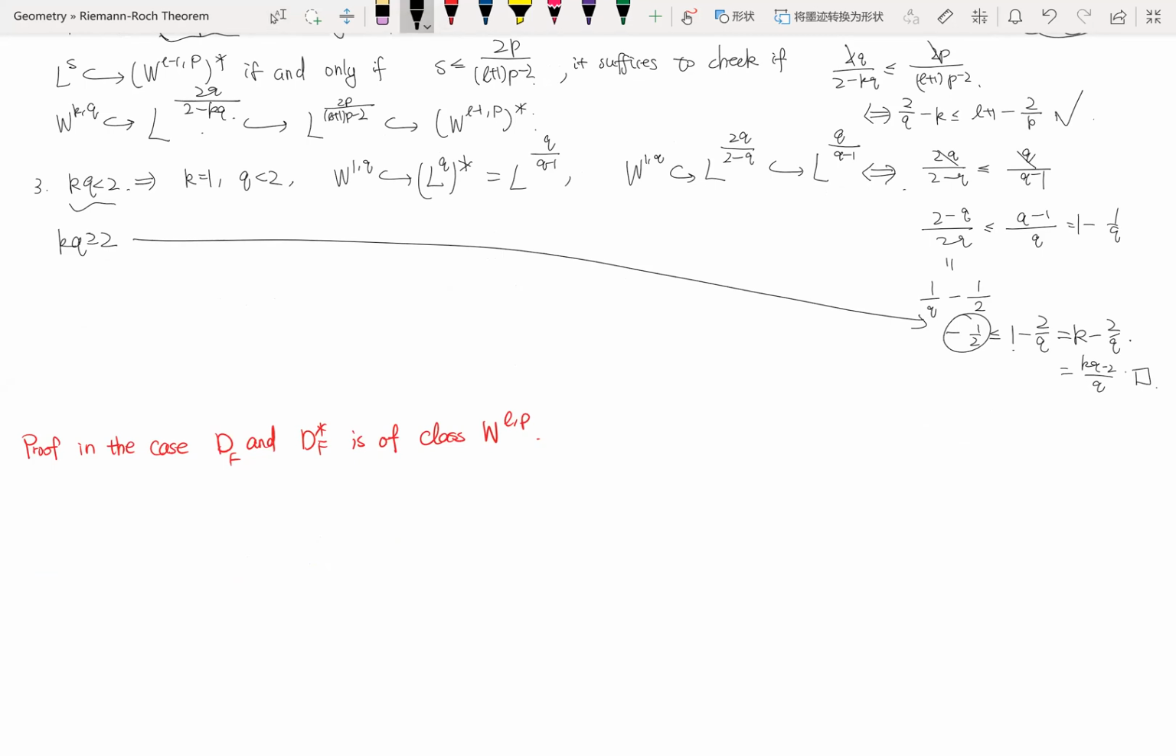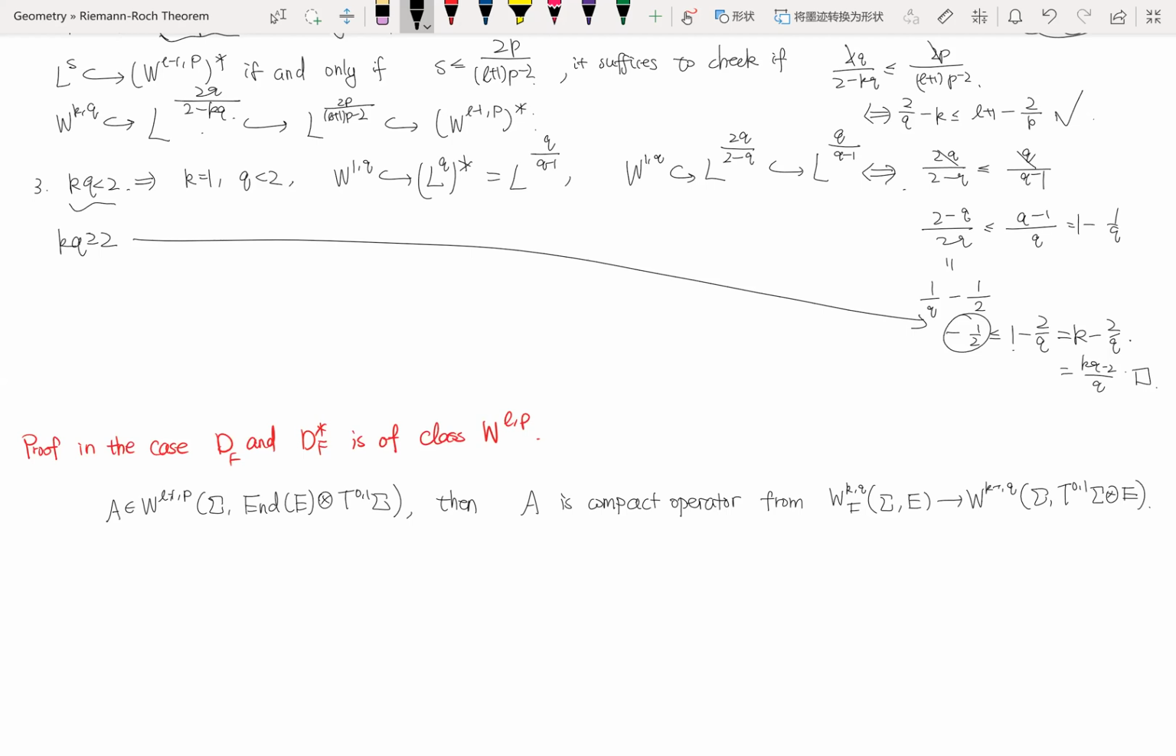So in this case, recall that we have the following proposition: when A is of class W^{L-1,p} of sigma with values in the endomorphism tensor some one form, then A is a compact operator from the space W^{k,q} with boundary F of sigma and E to W^{k-1,q} of the space sigma with values in T^{0,1} sigma tensor with E.